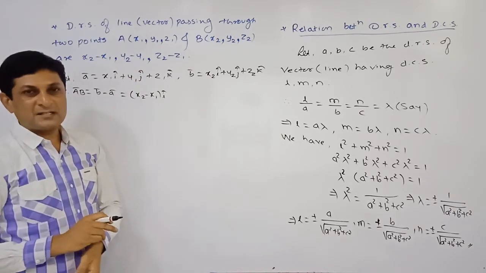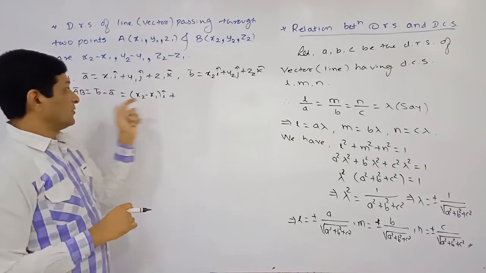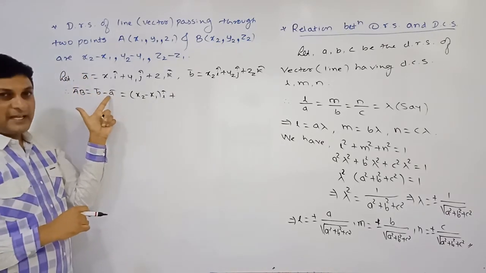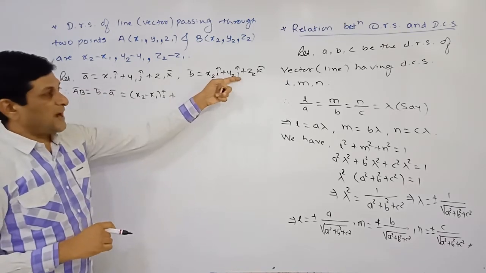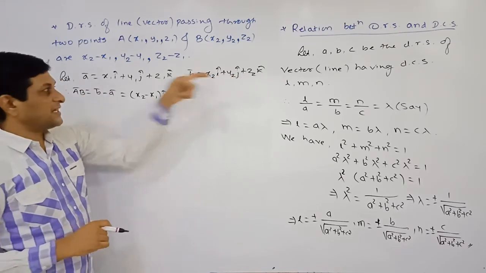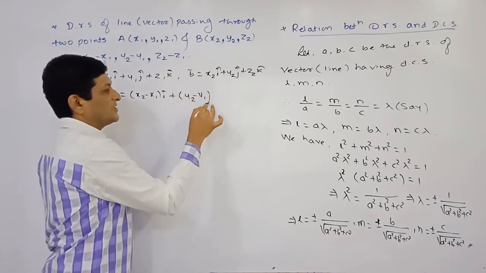First we have collected the terms of i cap. Then collect the terms of j cap. We are taking what? Subtraction. We are subtracting A bar from B bar. Now this subtraction is y2 minus y1 j cap, that is, (y2 minus y1) j cap.